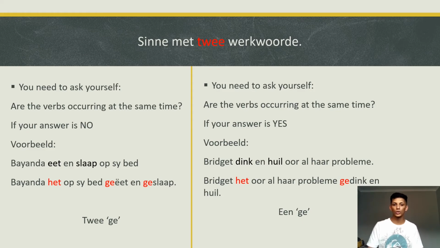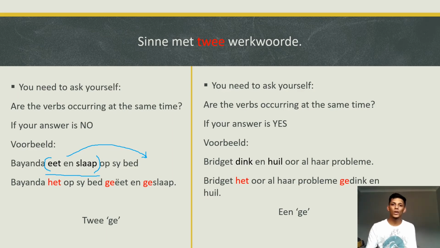So what I want you to do, which I'm going to actually do now, is in future bracket eet and slaap, because these are your verbs, more than one. What happens with our verbs? They go to where? The end of the sentence. The whole process of asking ourselves, do the verbs occur at the same time, is so that we can understand how many ge's we're going to add to the end. So, Bayanda het op sy bed geëet en geslaap.